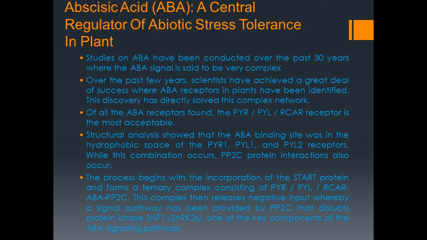Any changes in the osmotic phase of cells, such as temperature stress, salinity, or lack of water, can cause changes in the plasma membrane. Over the past few years, scientists have achieved a great deal of success, where ABA receptors in plants have been identified. This discovery has directly helped solve this complex network. Of all the ABA receptors found, the PYR-PYL-RCAR receptor is the most acceptable.